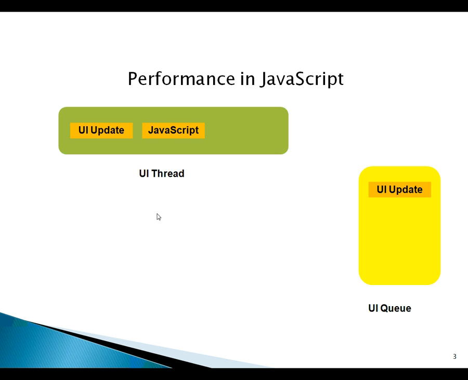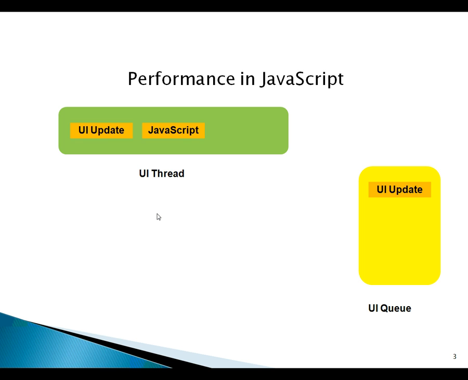This is a general view of how our browser works whenever a given JSP or view page is getting rendered. There are two components in the browser called the UI thread and the UI queue. The UI thread is the current running process in the browser, whereas the UI queue holds the waiting threads. The UI thread executes sequentially, that is, after every UI update a JavaScript is executed, and that is executed in sequence until the next UI update, which is waiting in the UI queue, comes in.